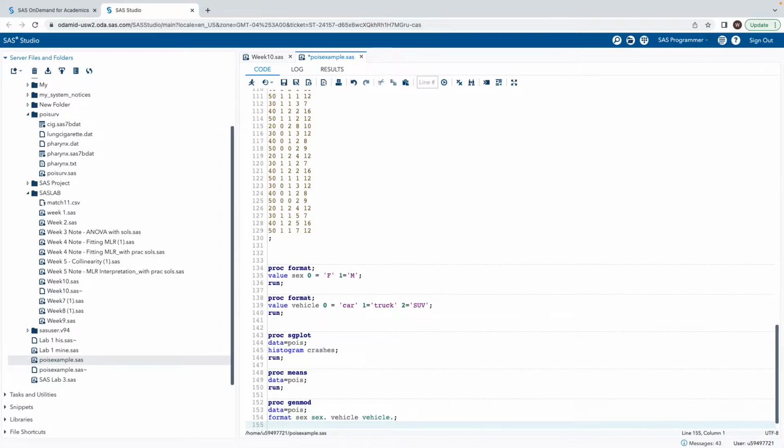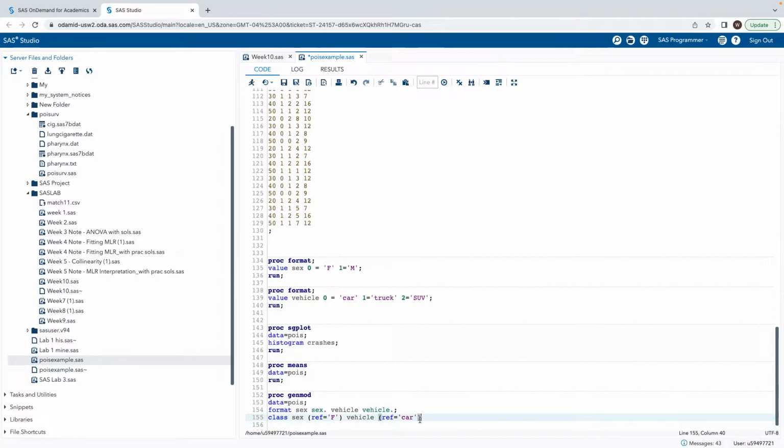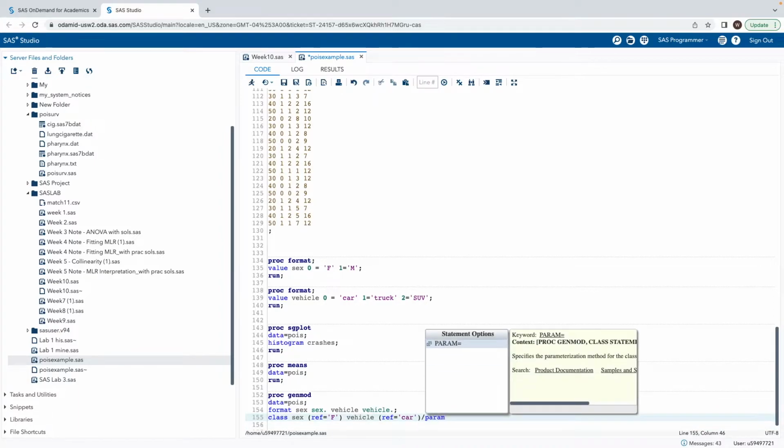Next, we have a couple of categorical variables, and GenMod has a class statement. What that lets you do is tell it that sex is categorical, and we can also tell it what we want our reference to be. We have 0 as female, or F, so we can say that as the reference. And vehicle, we can do something similar, and we have car as the reference there. And we are specifying that the way we're parameterizing is reference.